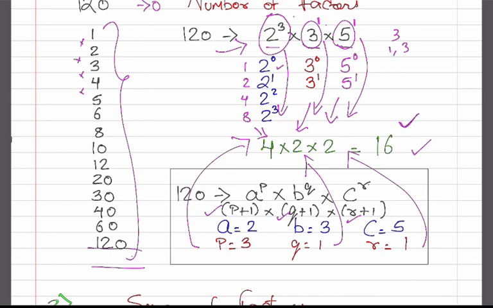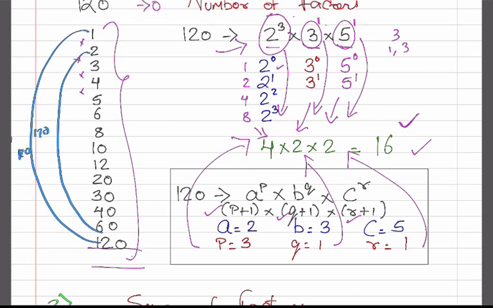Let's multiply first and the last. 1 into 120 is what? 120. 2 into 60 is what? 120. 3 into 40 is what? 120. How many 120 will I get in this way? I'll get it for this, and this, and this, and this as well. So how many 120?